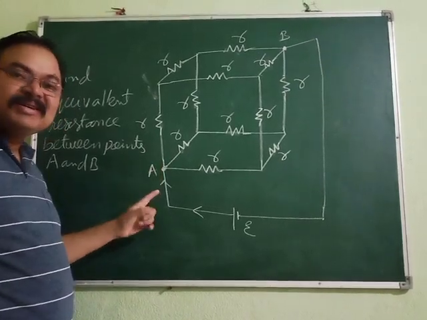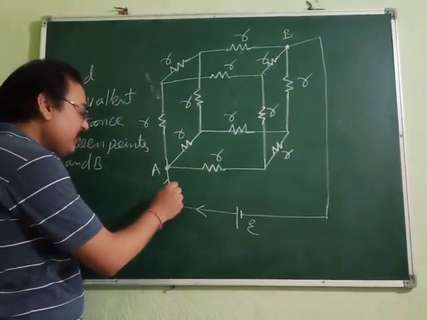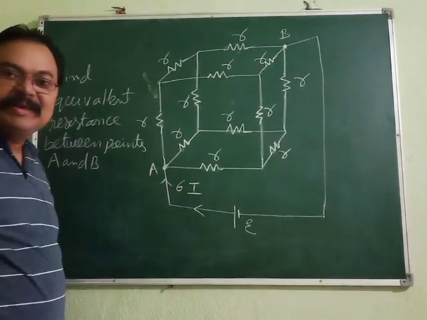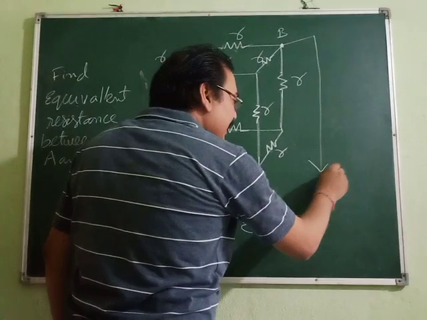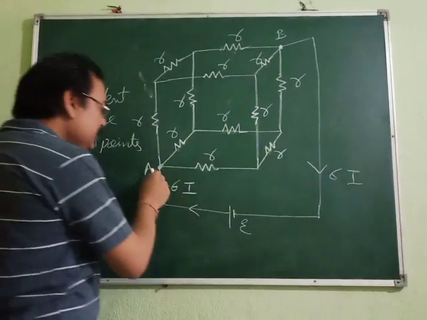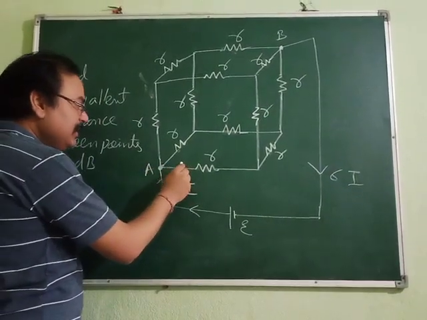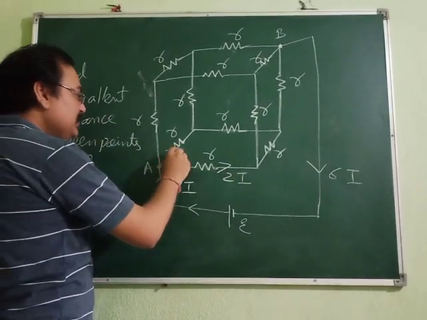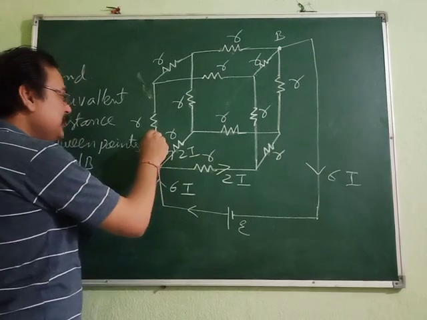So total is how much? 6I. So for our convenience, the total current entering is 6I, and the same 6I is coming back. Now how is it distributed over here? 2I is passing through this, through this again 2I, and through this again 2I.